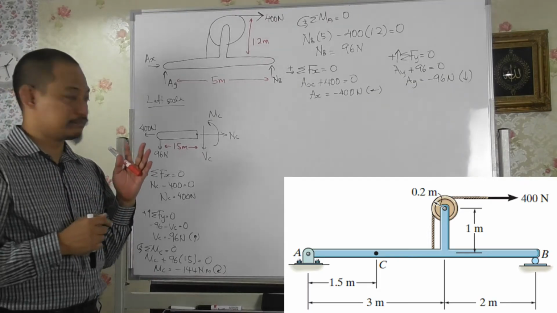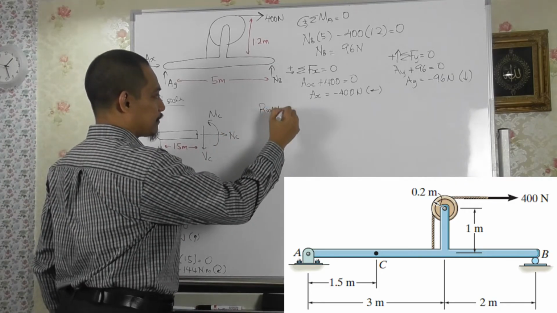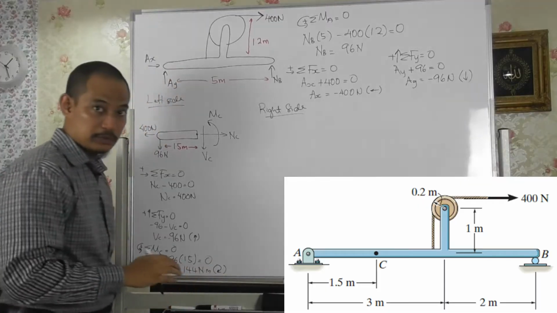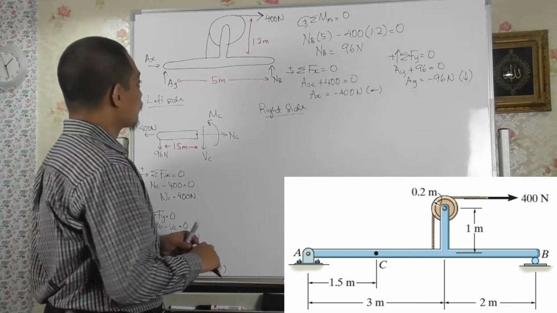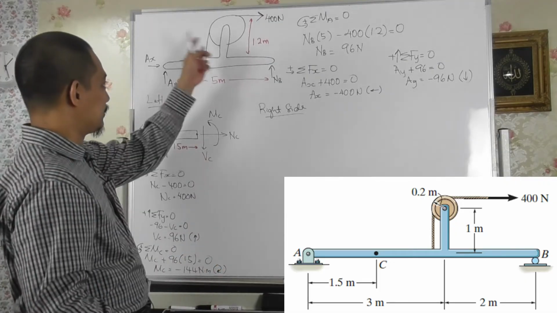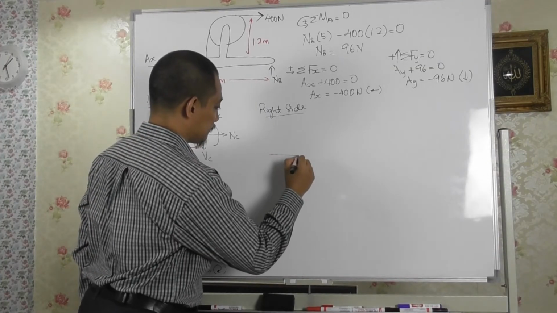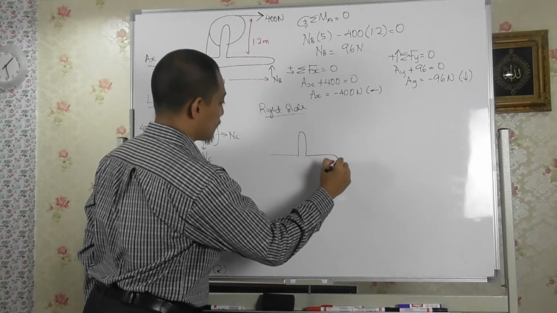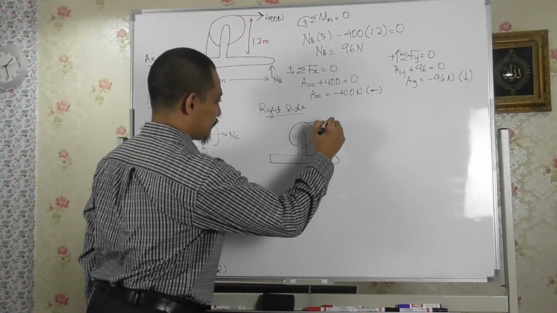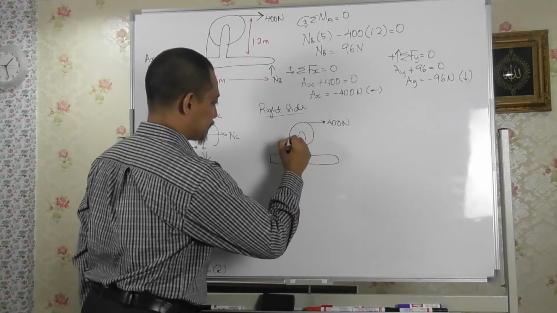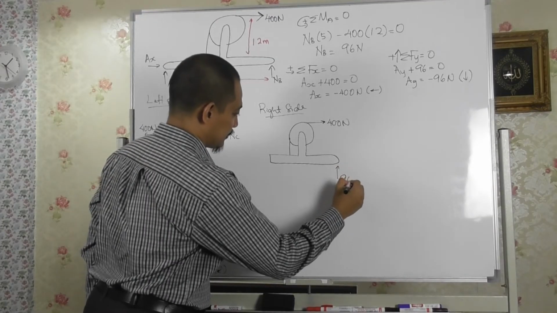So what if we consider the right side? So if you have the right side, so I have to invert this portion here, but hopefully you can still, this is basically the thing, right? So it will be something like this, and then we have the pulley, we have 400 Newton here, and then NB is already determined as 96 Newton.